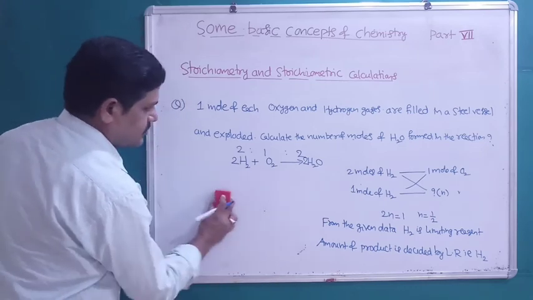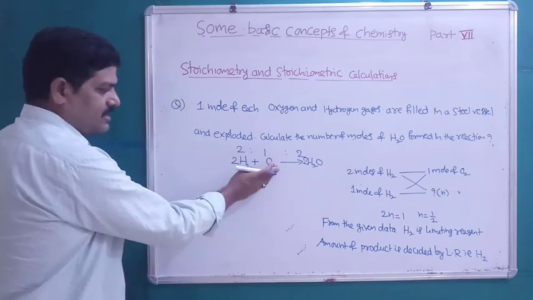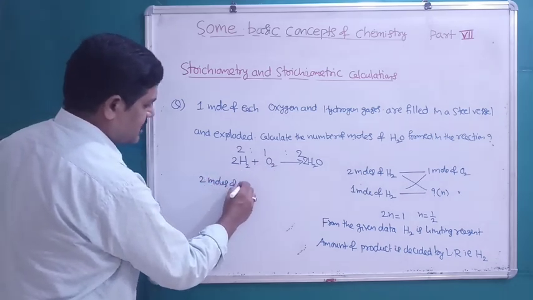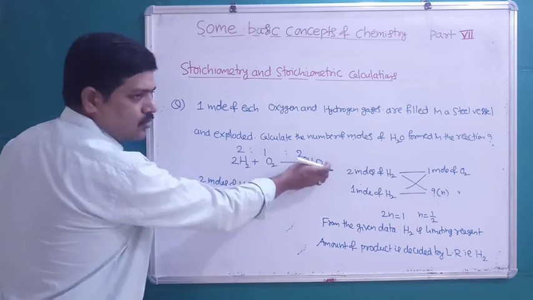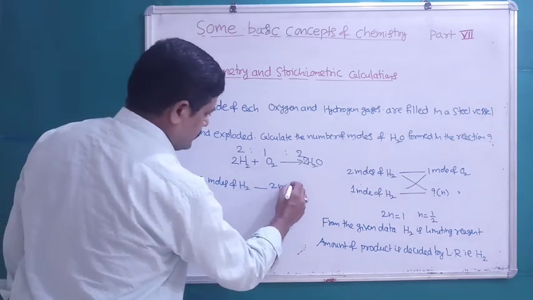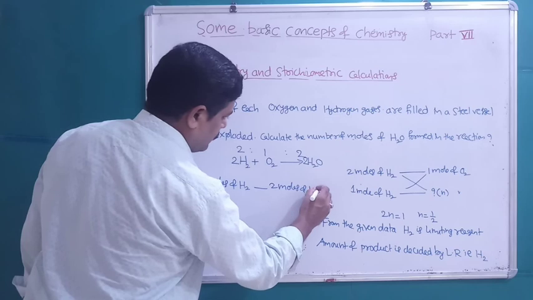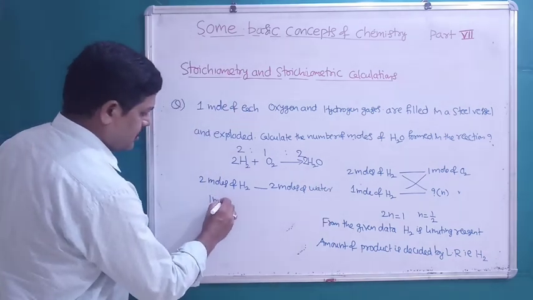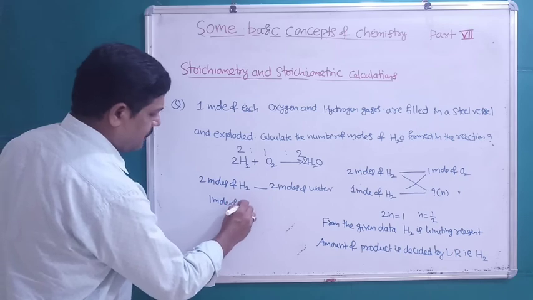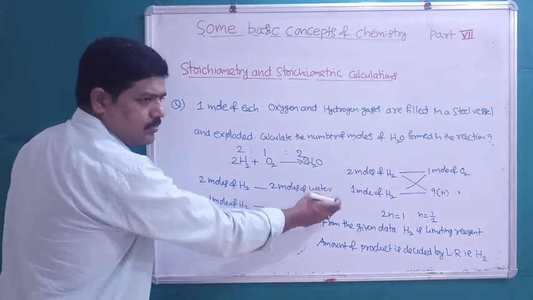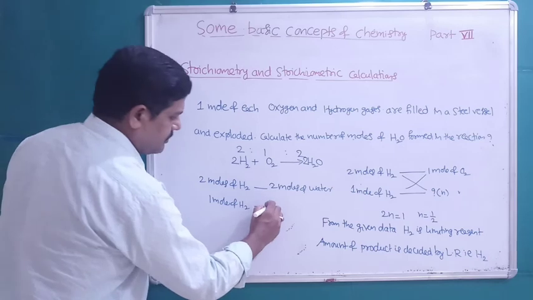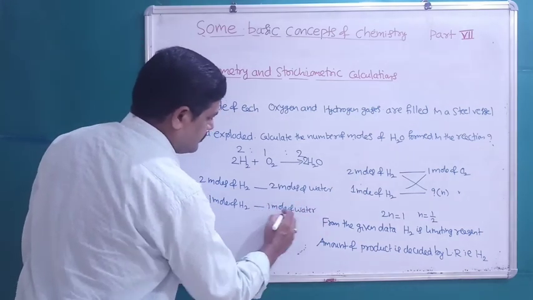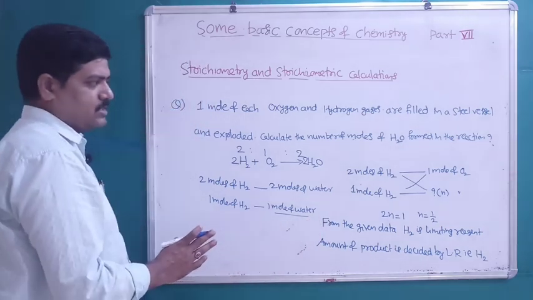Here students, from the balanced equation, 2 moles of hydrogen produce 2 moles of water. Then 1 mole of H2 given will produce how many moles of water? Same, that is 1 mole of water, right? So the answer is 1 mole of water is produced, right?